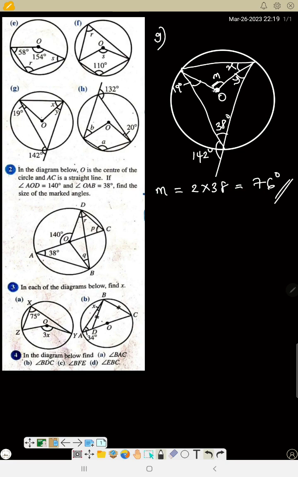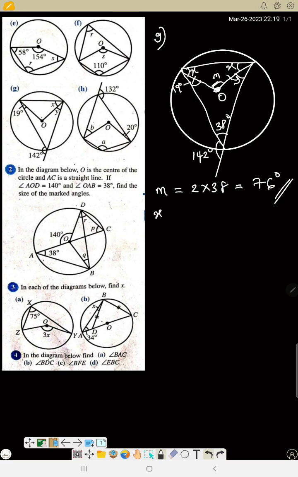And remember, any line from center to circumference is radius. So we have two radii here. So this must be isosceles triangle. So that means the angle here and the angle here will be equal. Base angle of isosceles triangle. So now to find x, so here too must be x. This place too must be x.